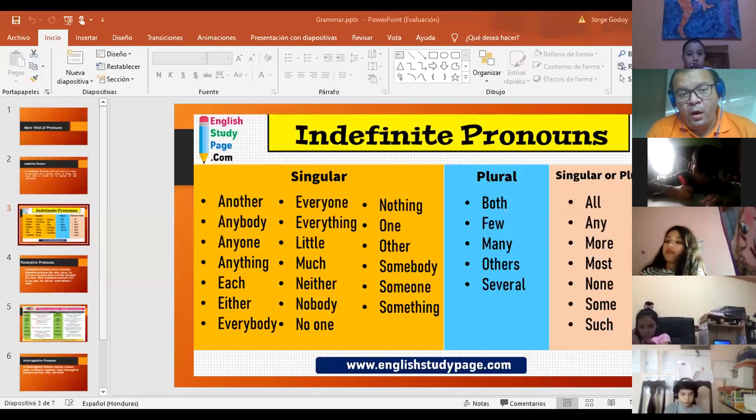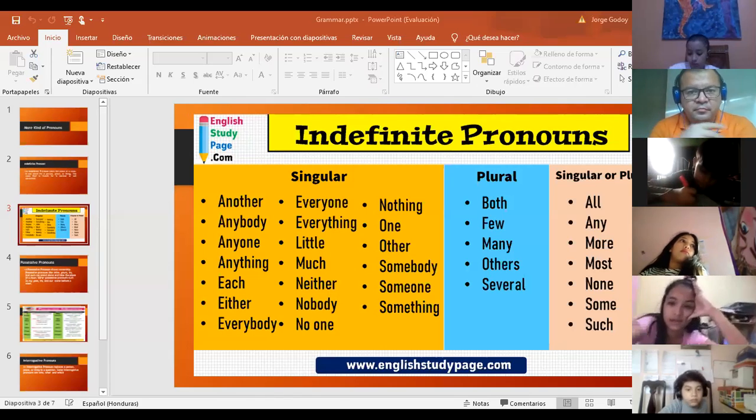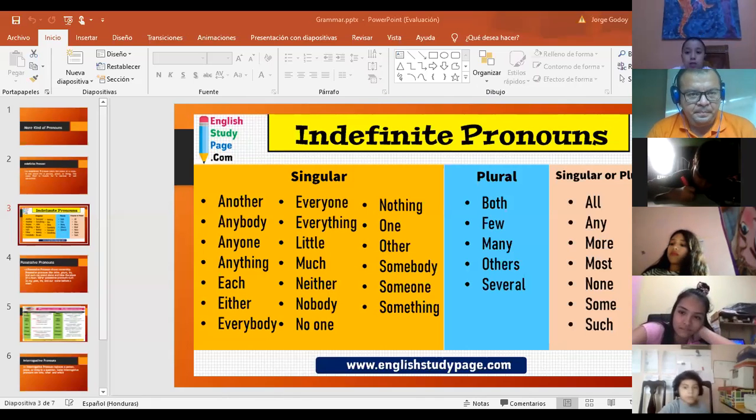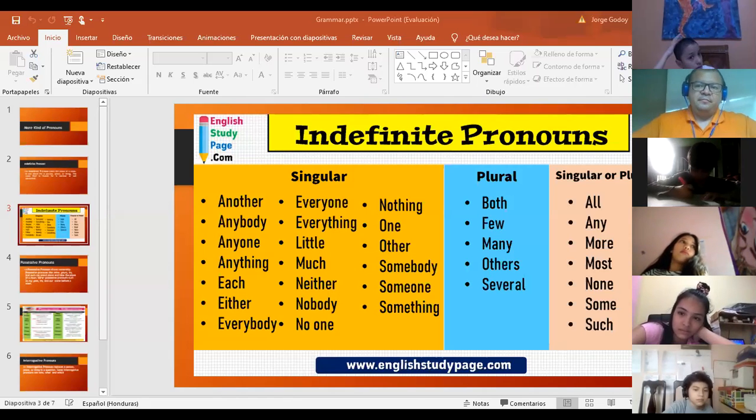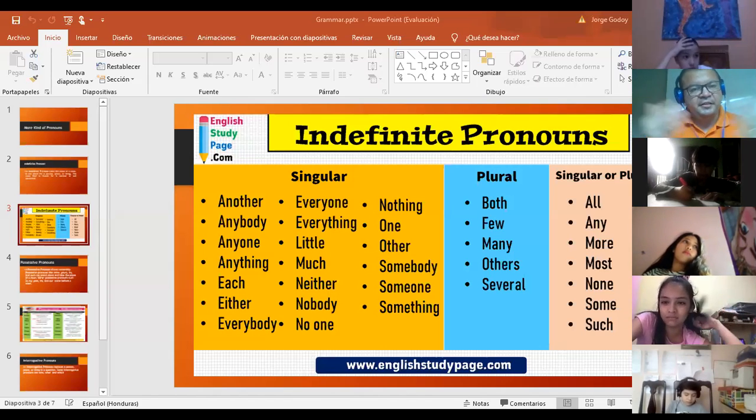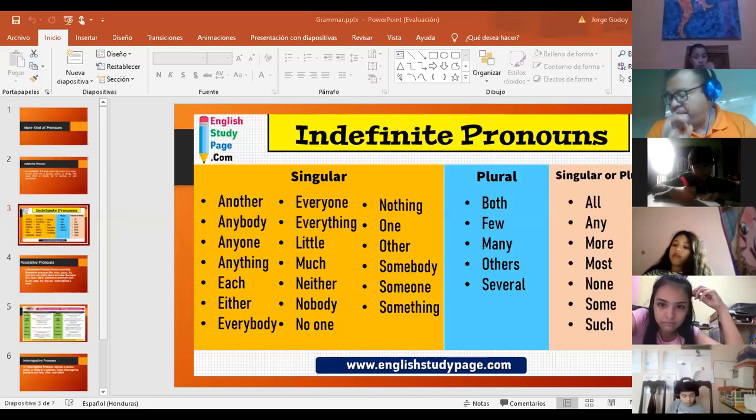And the only one that is male, what do you think it is? Which personal pronoun do you think is male? He. He is the personal pronoun that is really defined as male.